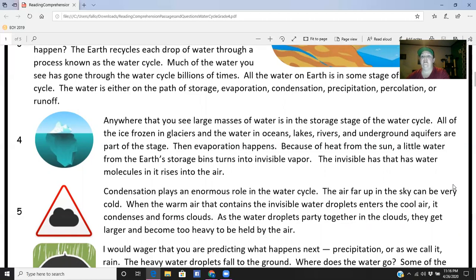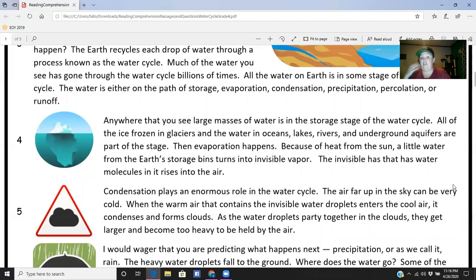The invisible vapor has water molecules in it that rise into the air. I think that they didn't word this sentence correctly.